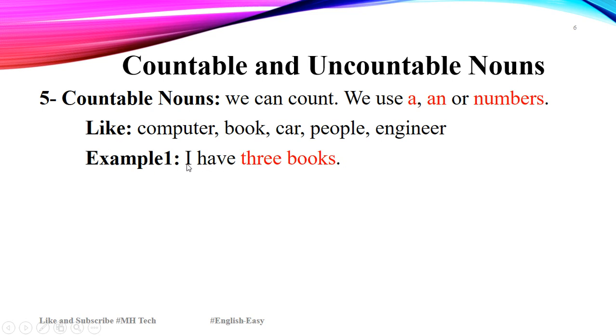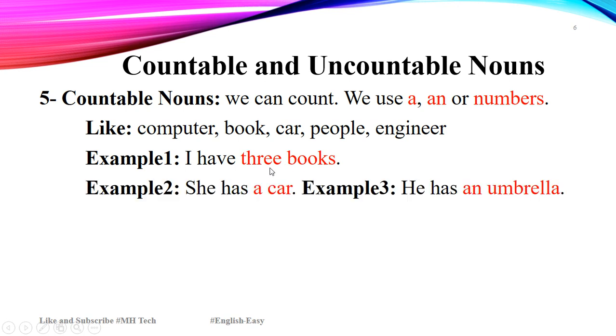Go to sentences. Here we have a sentence. I have 3 books. So here I used numbers before the noun. The noun is book. You can add s at the end of the noun here to become plural. So 3 is a number that we can use before the countable nouns here. It's a clear and simple sentence. Go to the next example.